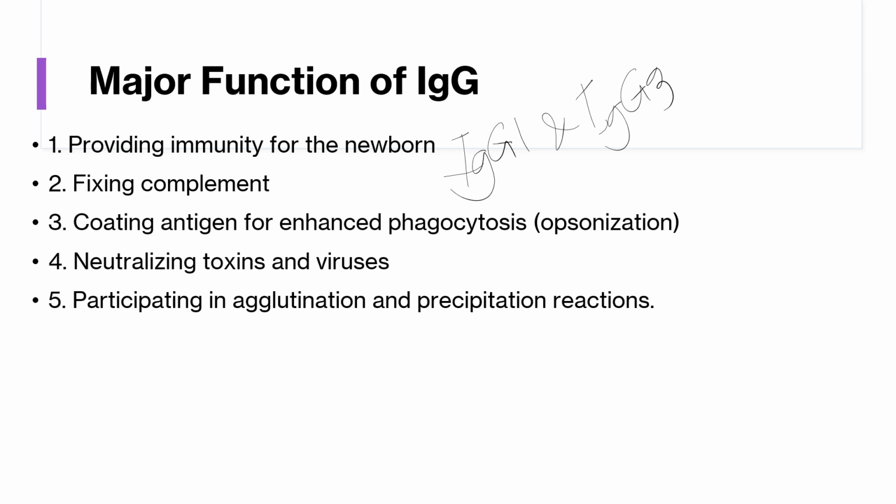In fact, it is distributed almost equally between the intravascular and extravascular spaces. Thus, the IgG plays a major role in neutralizing toxins and viruses. And lastly, IgG participates in agglutination and precipitation reactions as well.